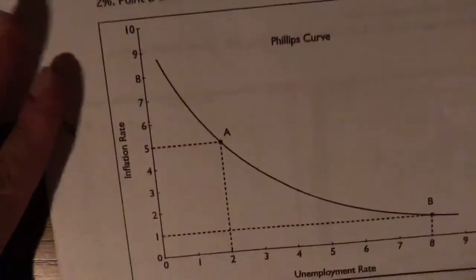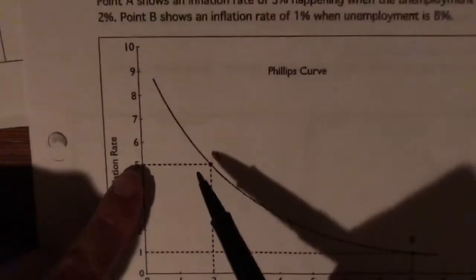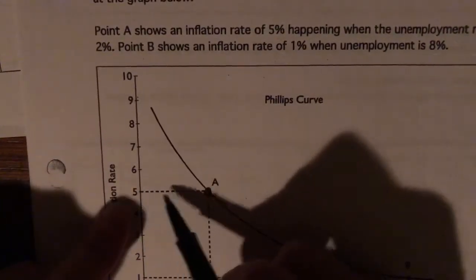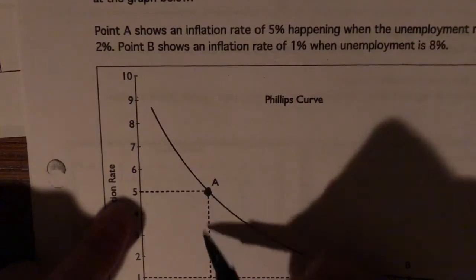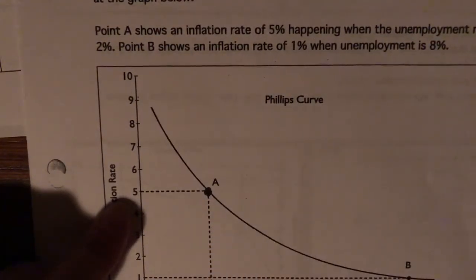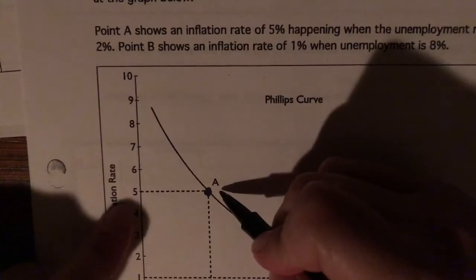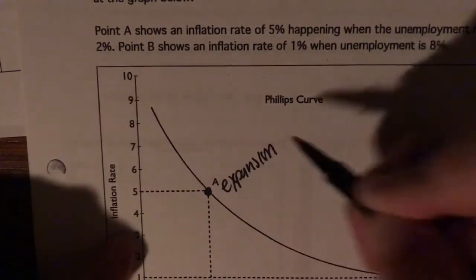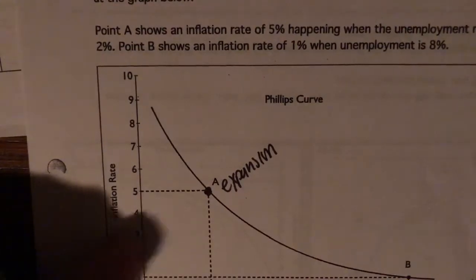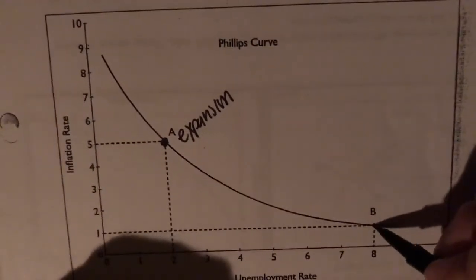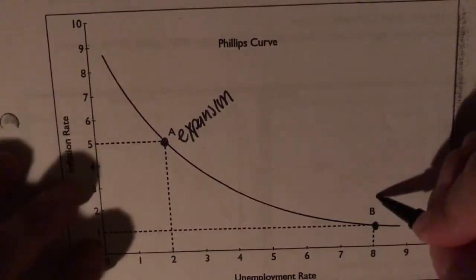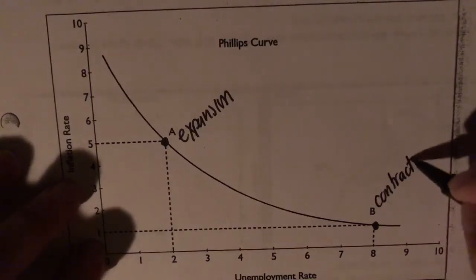So we're going to look at the graph below. At point A, it shows an inflation rate of 5% and 2% unemployment. So I know right here, if it's over 3%, I'm in an expansion. This is the expansion phase of the business cycle. At point B down here, it says our inflation is 1%. Well, that's lower than 3%. But unemployment is 8%. I know I'm in a contraction over here.